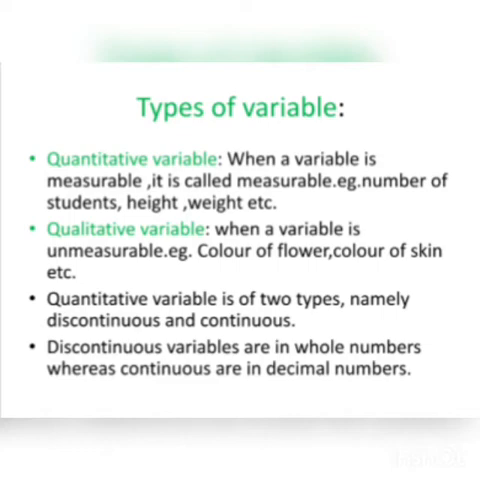Quantitative variable is again of two types, namely discontinuous and continuous. Discontinuous variables are in whole numbers, whereas continuous variables are in decimal numbers, so we get those values in decimal points. Discontinuous variables are numbers like 1, 2, 3, 4 or 25 and 92. Whereas if the variable is a number but in decimal points, like 1.5 as the height of a particular animal, or 1.8 or 2.5, anything, all these numbers are decimal numbers. This type of variable is called a continuous variable.